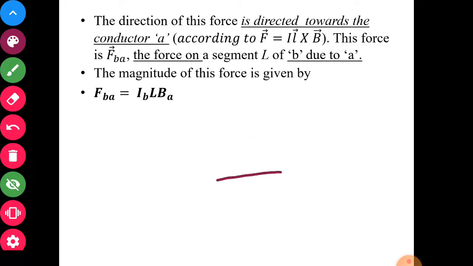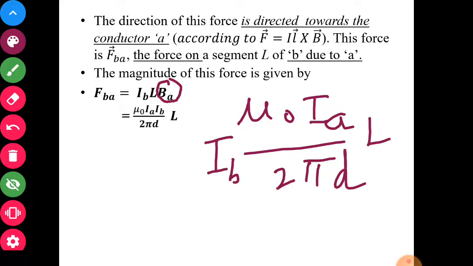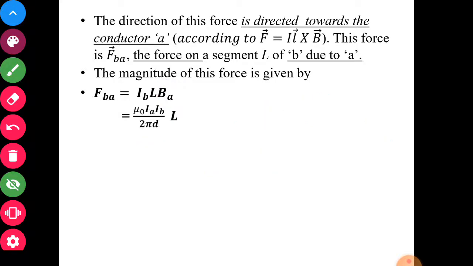Now the magnetic field of A we know, it is mu 0 I_A upon 2 pi d. So instead of B_A, I have written mu 0 I_A upon 2 pi d. All other things are kept as they are, meaning I_B remains as it is and L remains as it is. So this equation we are getting.